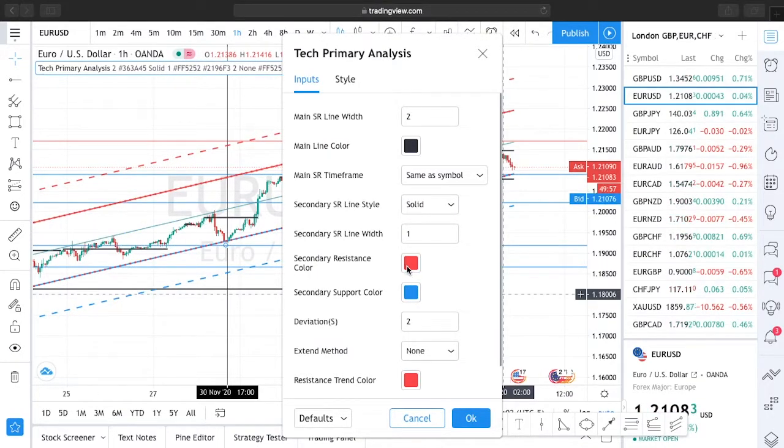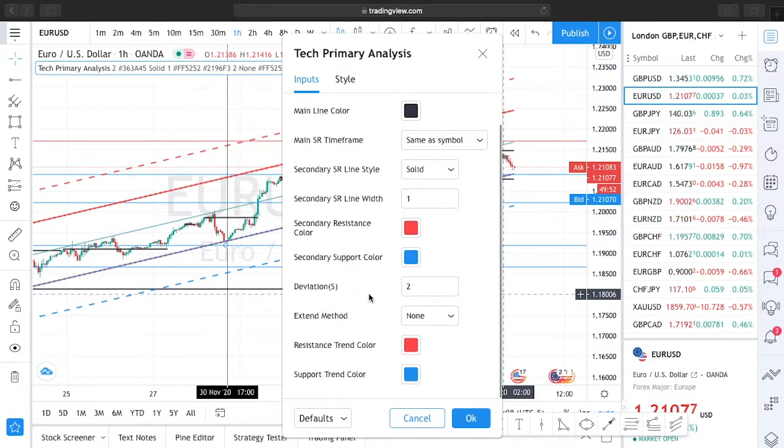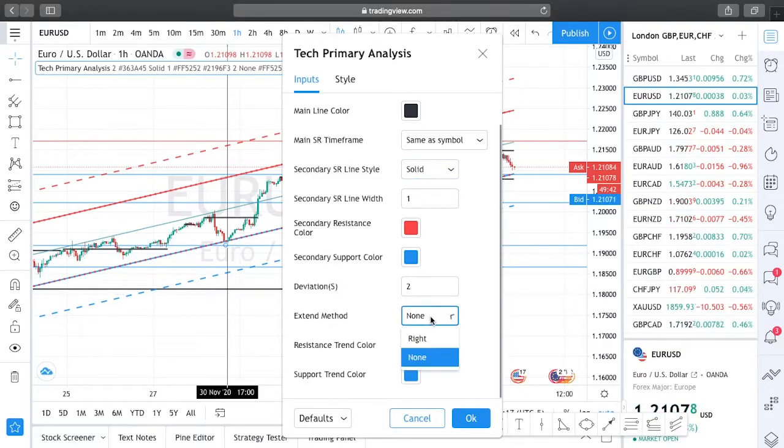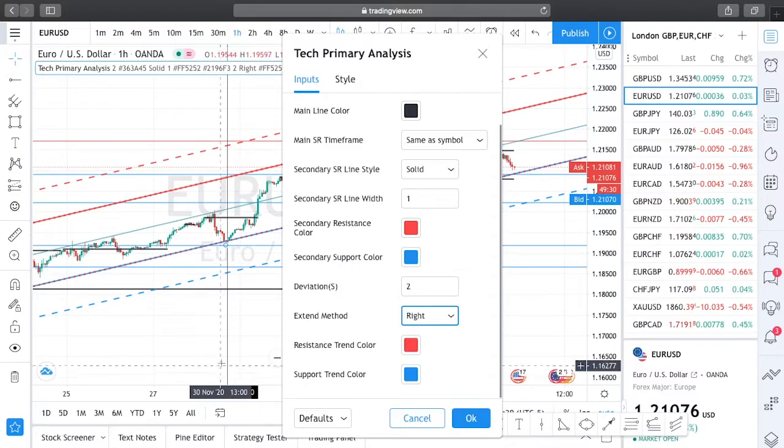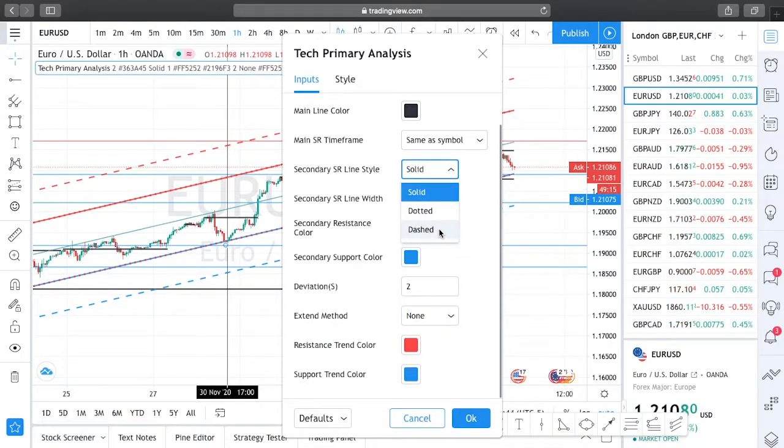You could change the secondary resistance line, you could change the secondary support line, and then this is the standard deviation I'm talking about. You could change the number, but I advise you to leave the standard deviation alone. Your extend lines is for if you want to continue to the right. And then your resistance trend color, which is for your trend channel, you can change the color. This is basically customization based on your chart, because some people use dark charts. I use the white background chart, which is just up to you. Let me put that back to dashed.